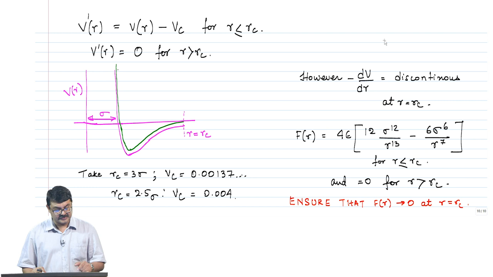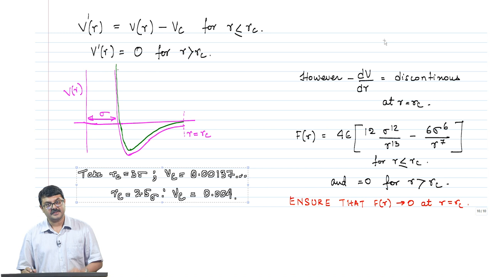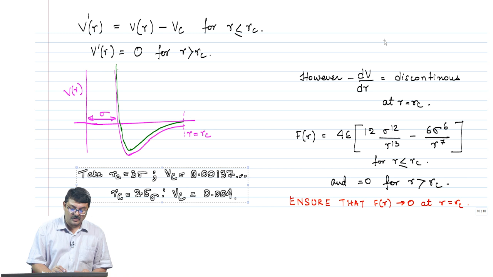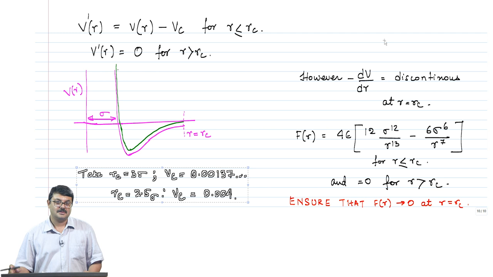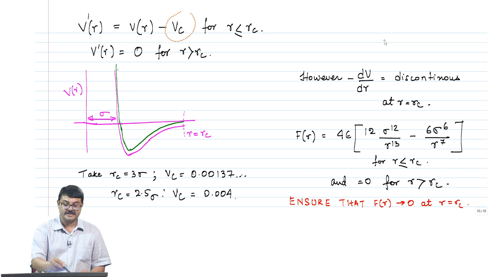Suppose you took R C to be 3 sigma. If you are taking sigma equal to 1, you take R C equal to 3 sigma, so sigma by R is 1 by 3. Then the value of V C would be 0.001. So basically it goes very quickly to 0 at distances beyond 2 or 3 sigma. At 3 sigma, the value of the potential would be 0.00137, so you can choose the value of V C to be this.